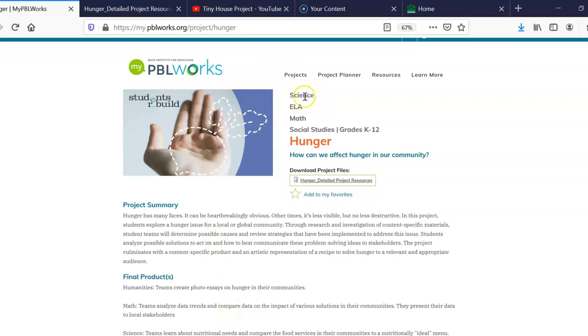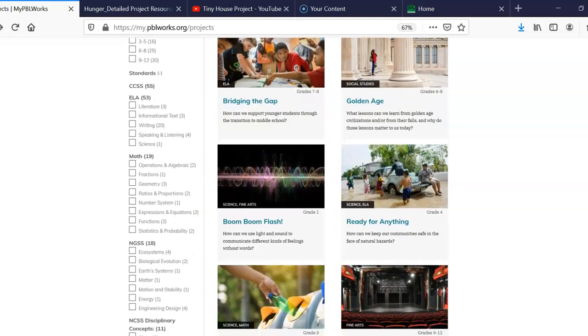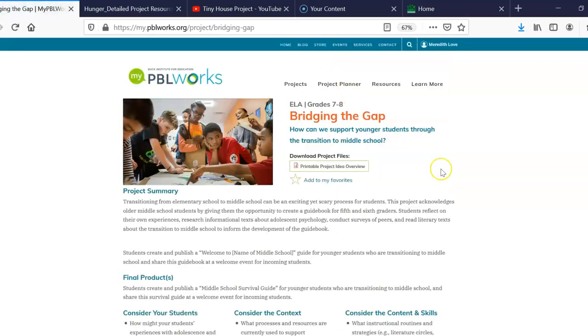This tells us what grades are involved here. And what I'm seeing here with grades K through 12 is that there's got to be a way to kind of scale it up or scale it down. Let's look at another one. This one's called Bridging the Gap. It has a driving question of, how can we support younger students through the transition from middle school?